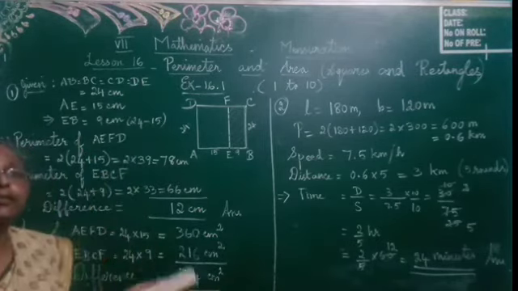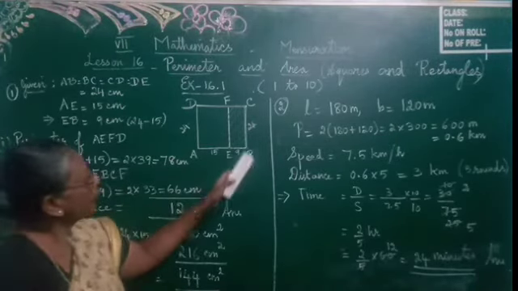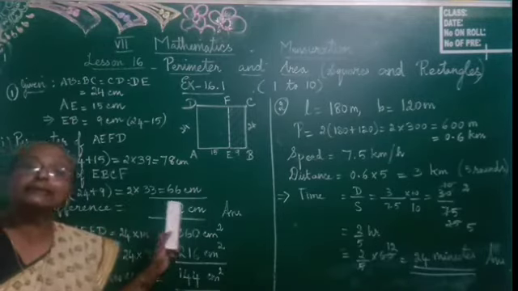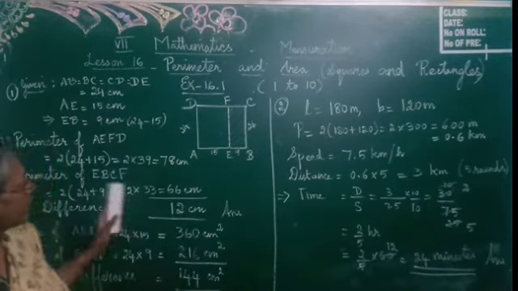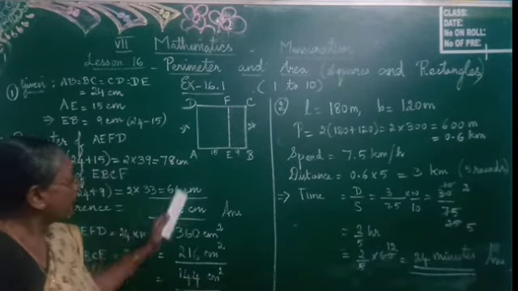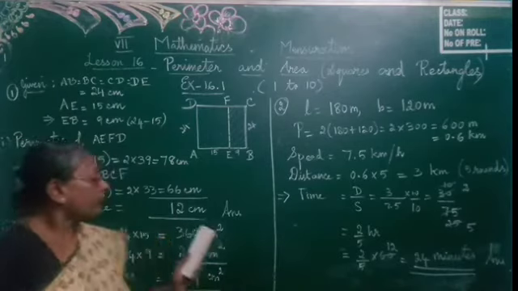What is the perimeter of the second rectangle? That will be 2 into (24 plus 9), which is 2 into 33, that is 66 centimeters. When we find the difference between these two perimeters, we get 78 minus 66, that is 12 centimeters.